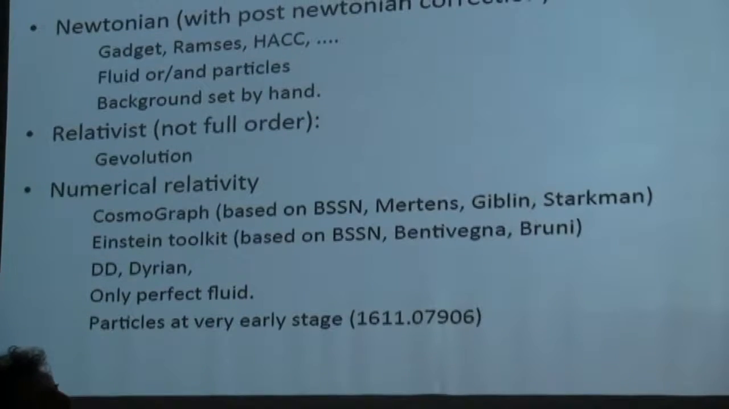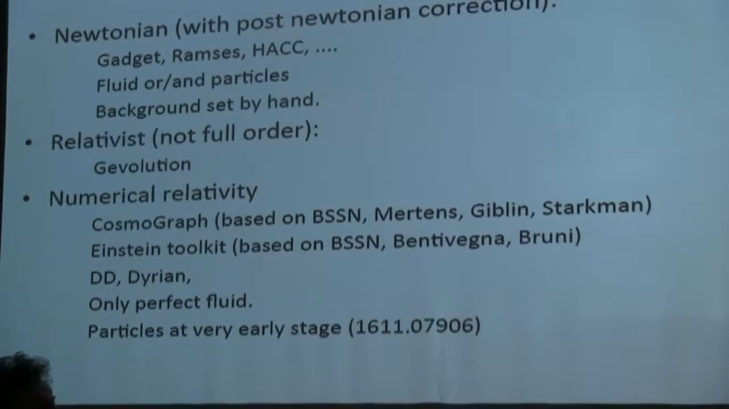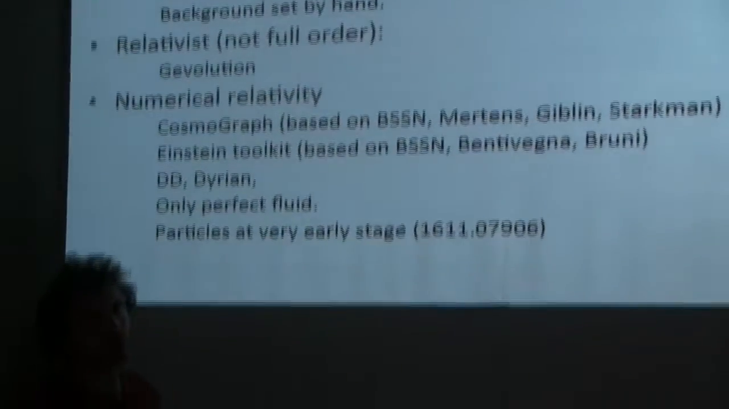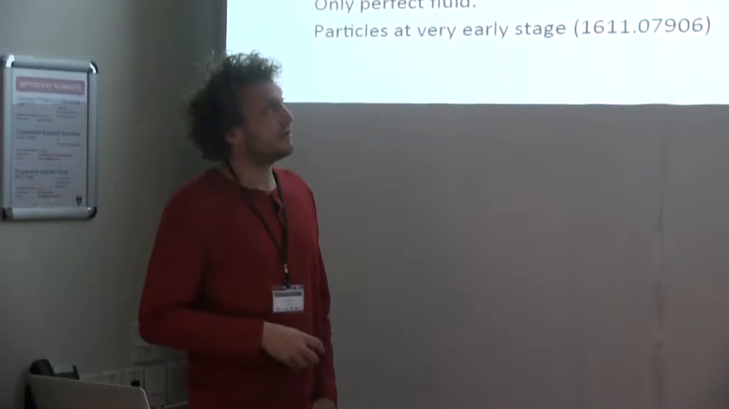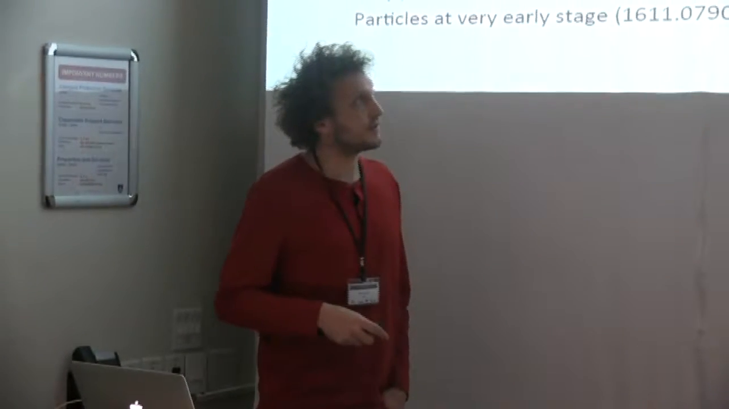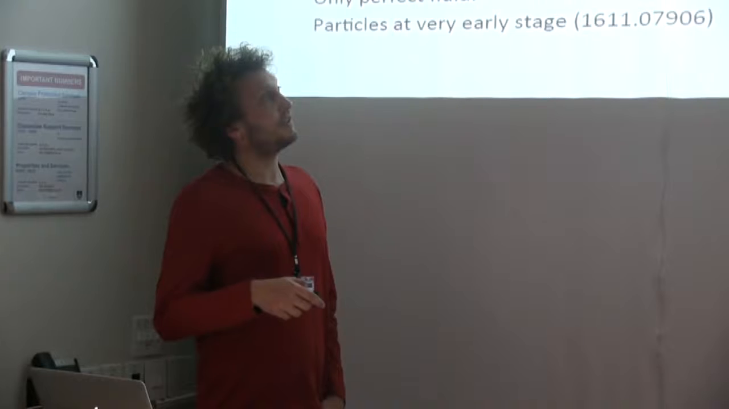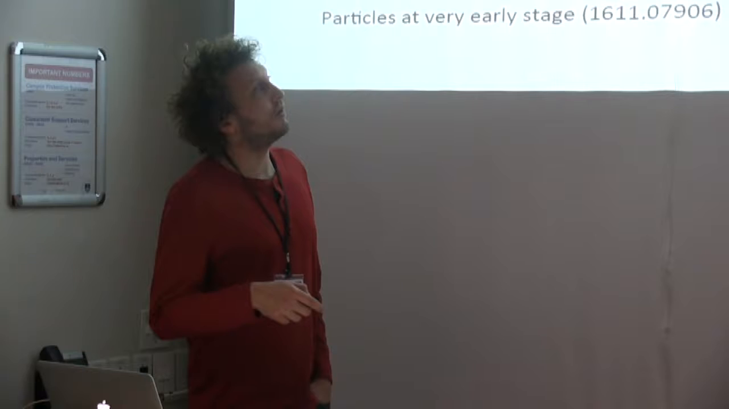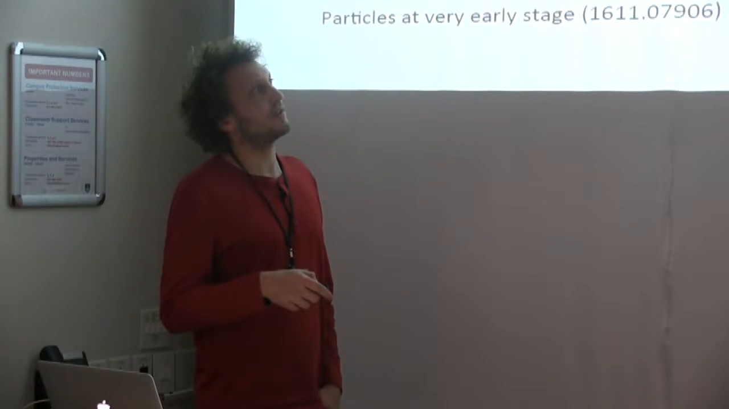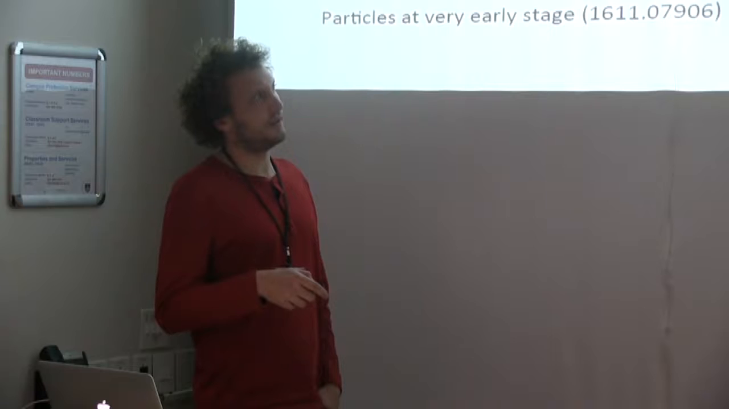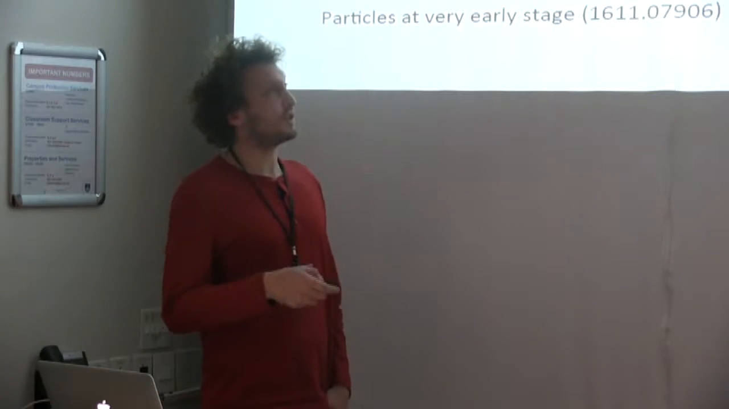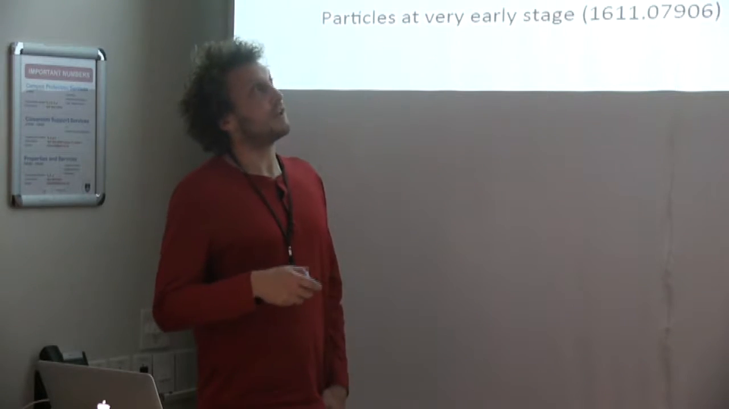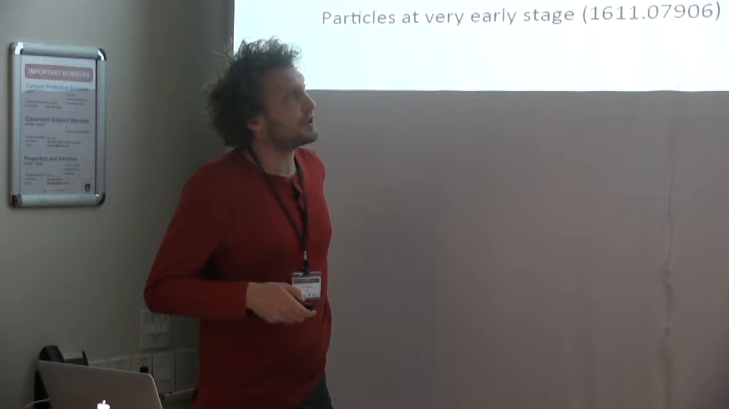Then you have one single code that is relativistic. It's the code Gevolution. I will explain what exactly the approximation scheme is that is used, because it's not at full order. Then in numerical relativity, you have CosmoGRaPH, which has been developed by Martin, Gibbons and Starkman, who put this out, I think, 6 months or 1 year ago. There is the Einstein Toolkit, which has been used by Martin to do this kind of simulation.